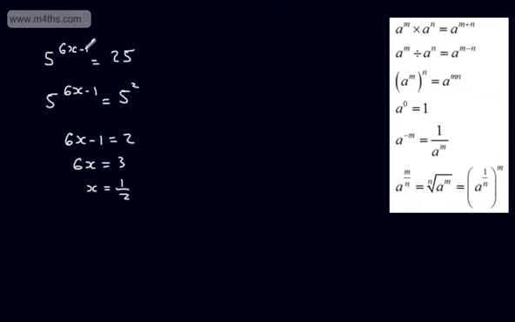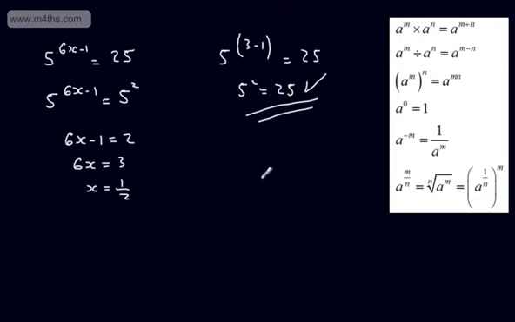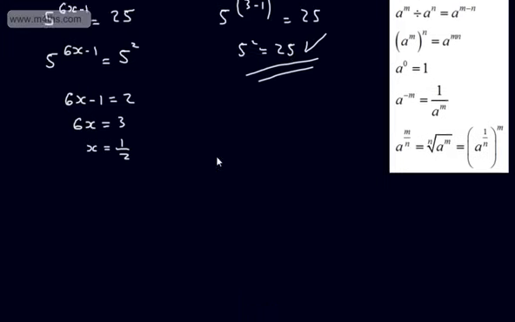So does that work? Well, let's put that in. We've got 5 to the power of 6 lots of 1/2, which is going to give us 3 minus 1. Does that equal 25? Well, 3 minus 1 is 2, 5 squared is 25. So we can see that that works right there. So that's a nice example of a particular equation.